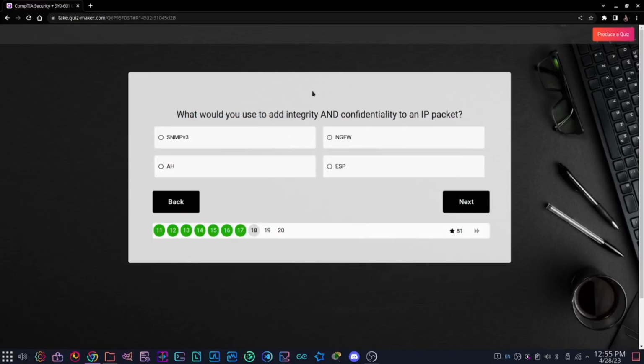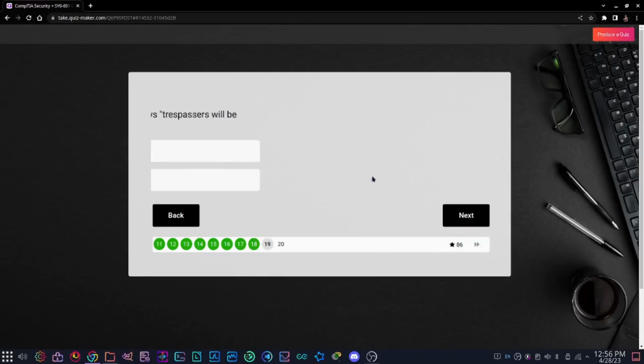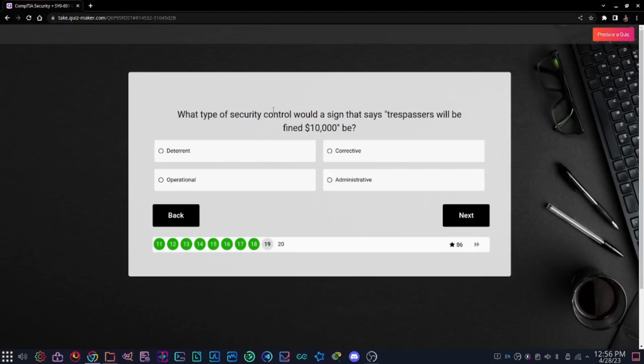What would you use to add integrity and confidentiality to an IP packet? So we have SNMP version 3, NGFW, AH, and ESP. The only one that adds both integrity and confidentiality is ESP, because AH, or authentication header, only adds integrity, telling you who it came from and where it came from. But integrity and confidentiality would be ESP, Encapsulating Security Payload.